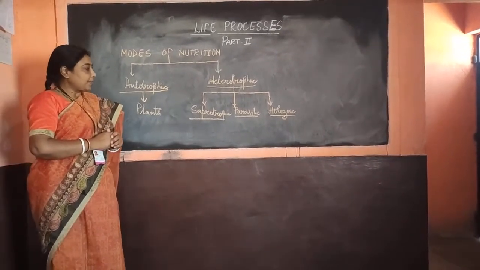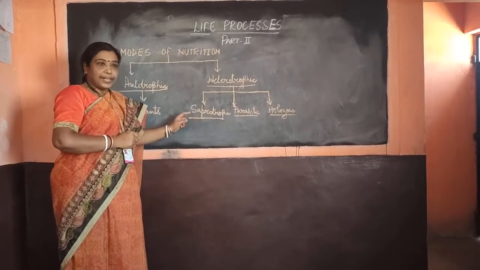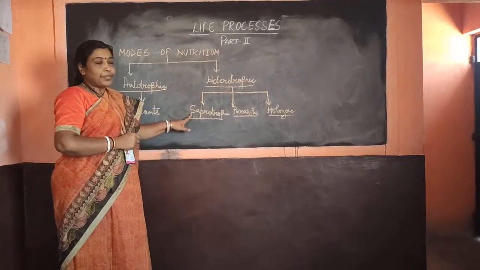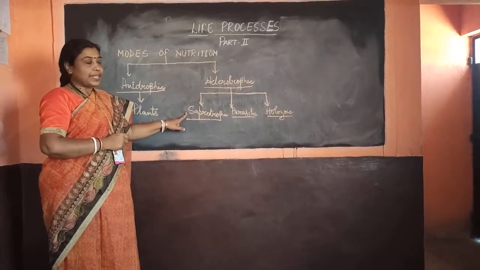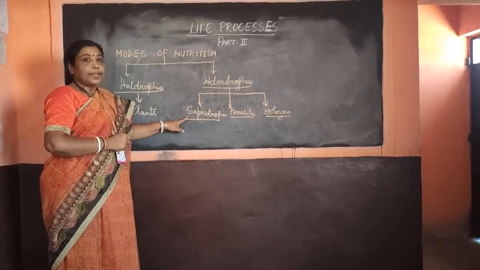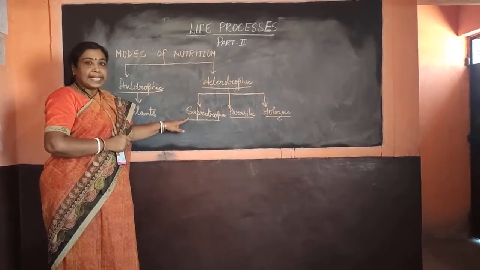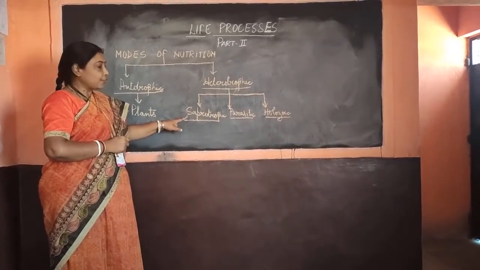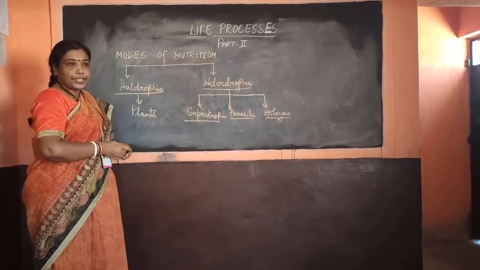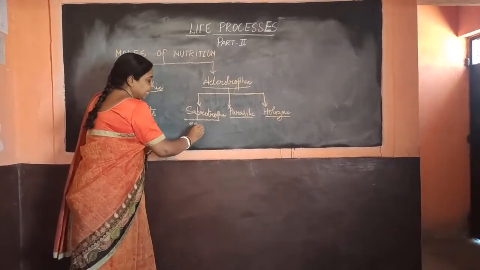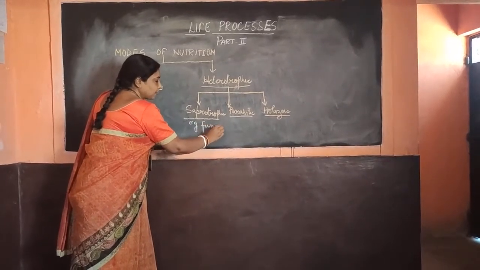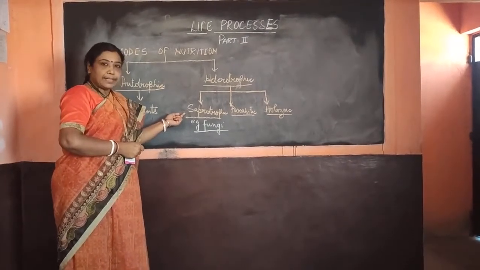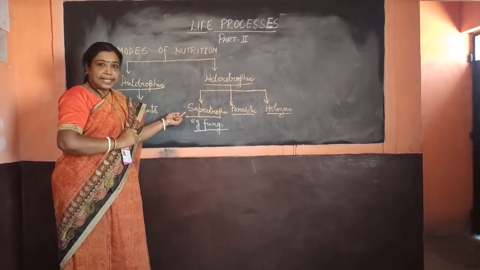In heterotrophic mode of nutrition, in my previous video already I have discussed what is saprotrophic mode of nutrition. Saprotrophic mode of nutrition is that mode of nutrition in which organisms depend upon dead and decaying matter for food. The organisms which show saprotrophic mode of nutrition are known as saprophyte. Example is fungi, the most common example. That means saprotrophic means getting the nutrition from dead and decaying matter.